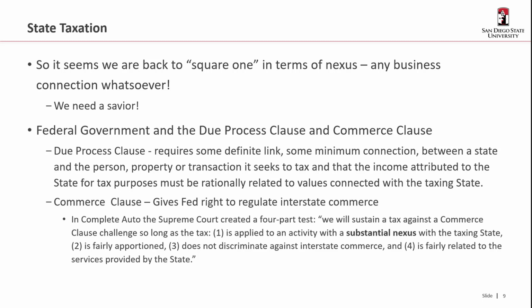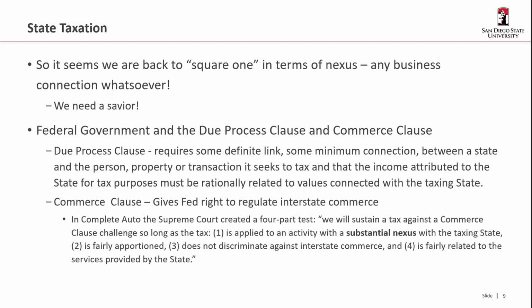The Commerce Clause gives the federal government the right to regulate interstate commerce. And what's happened in something known as the Dormant Commerce Clause is the Supreme Court has said that they will uphold any tax against a Commerce Clause challenge so long as it's applied to an activity with substantial nexus. So at least it has to have substantial nexus with the taxing state. It's fairly apportioned.